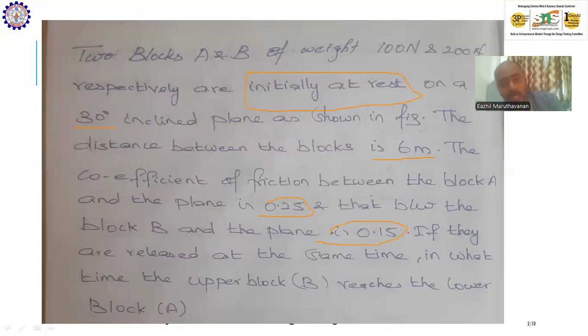If both the blocks are released at the same time, in what time the upper block B reaches the lower block A? At some point of time, from this question, we should understand that both the blocks will meet each other. So we have to find the time taken by the block B to reach the block A. Let's get into the image.